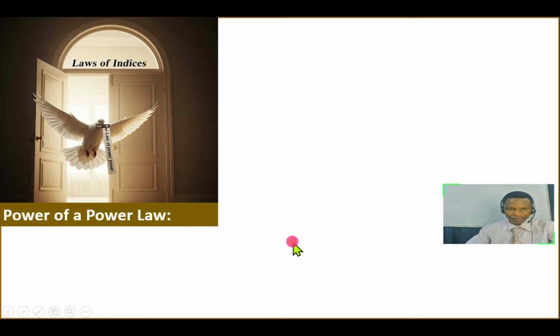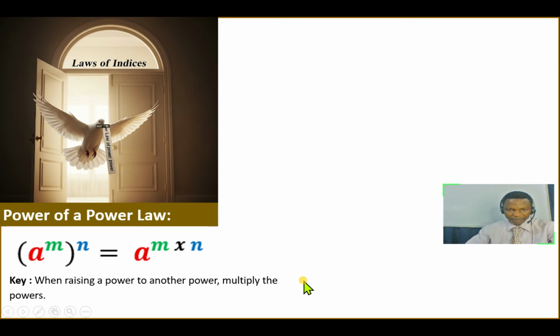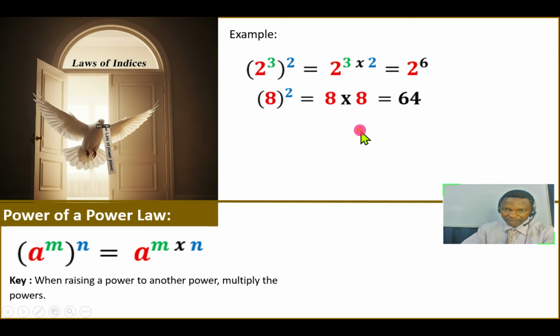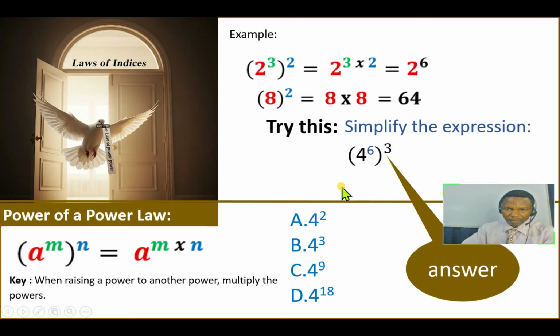Let's look at the power of a power law. If you have a raised to power m, all raised to power n, in this case you multiply the power. So that will be a raised to power m multiplied by n. For example, 2 raised to power 3, all bracket raised to power 2. So that will be 2 raised to power 3 multiplied by 2, that gives you 2 raised to power 6, which is 64.